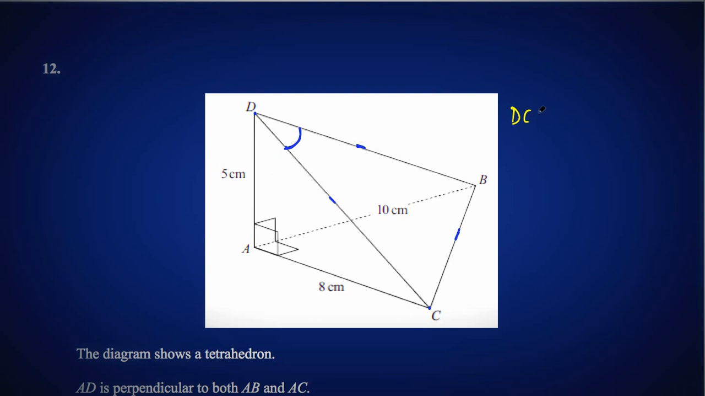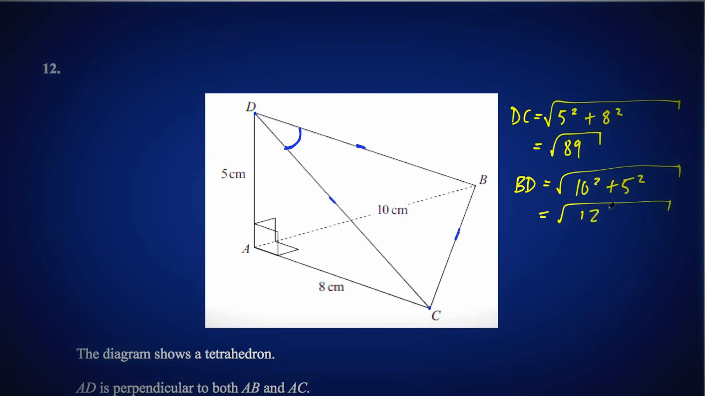So DC is the square root of 5 squared plus 8 squared, which is root 89. And I'm going to leave it as a surd like that, because I'm going to have to do further calculations with that, so I want it as accurate as possible. BD, this here, is the square root of 10 squared plus 5 squared, which is the square root of 125, which I can leave like that as well. And BC, this one here, third right angle triangle involved, is the square root of 10 squared plus 8 squared. So we've used all measurements here for each of the triangles. So that is the square root of 164.